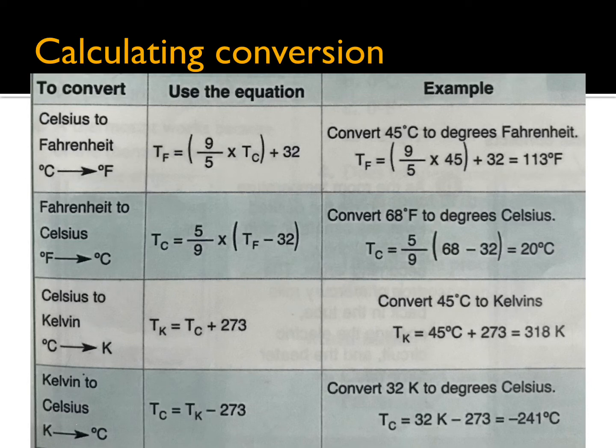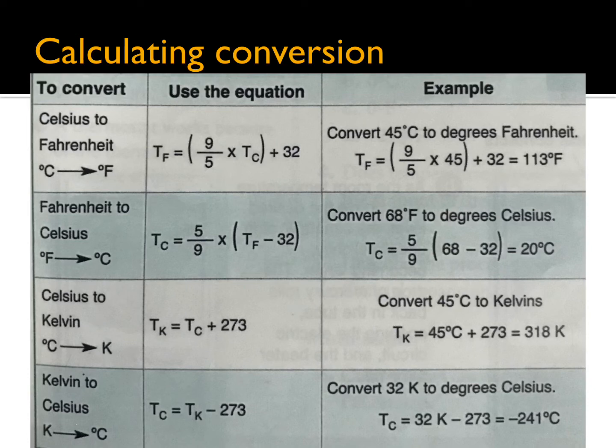Temperature in Kelvin equals temperature in Celsius, which is 0. We will place 0 in that place, plus 273. So your answer will be 273 Kelvin, or Kelvin only. Only Kelvin, because it would be wrong to say degree Kelvin.